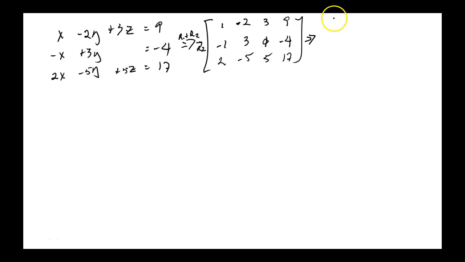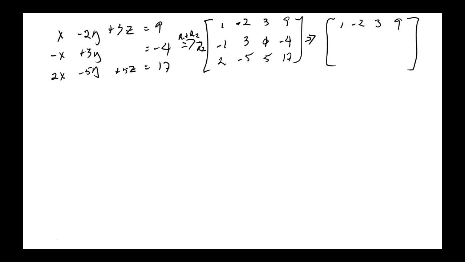Okay, let's do that. I like to handle just one row at a time because it keeps me from getting confused. We're using row 1. That's the one with the leading 1, so we just write it down. 1, minus 2, 3, 9. Okay, now remember, what do these columns stand for? The first column are the coefficients of your x, the second column is the coefficient of the y, third column coefficients of z, and the fourth column is your constant. Okay, just keep that in mind.